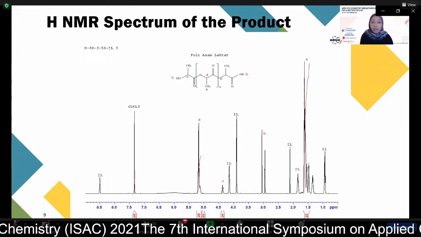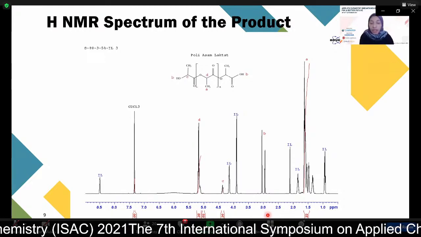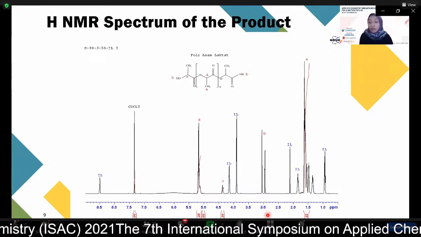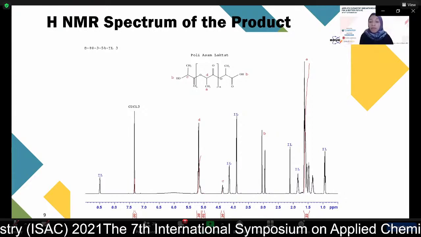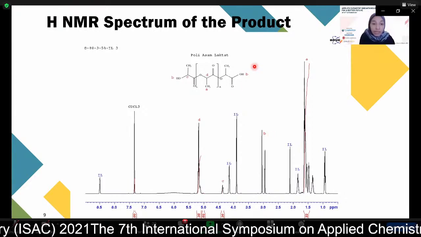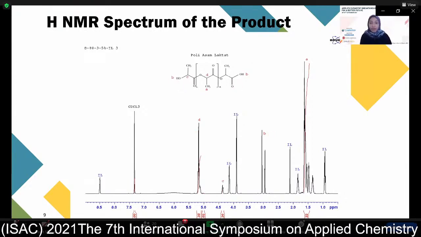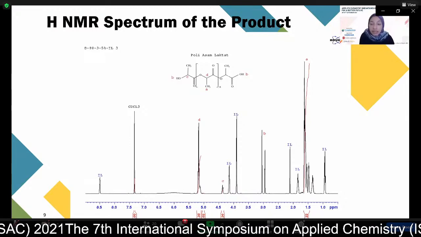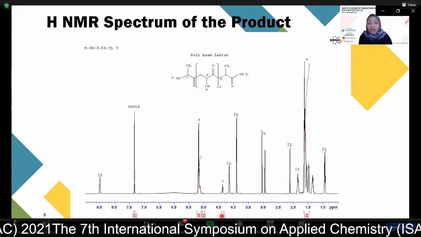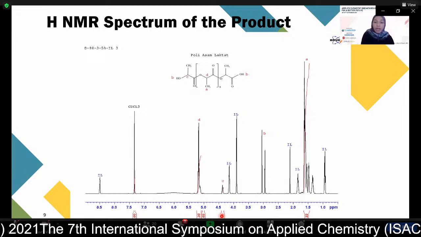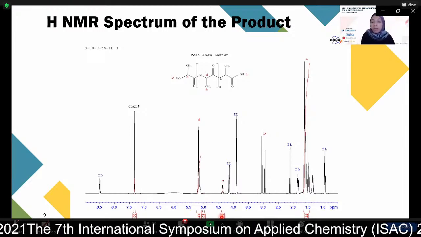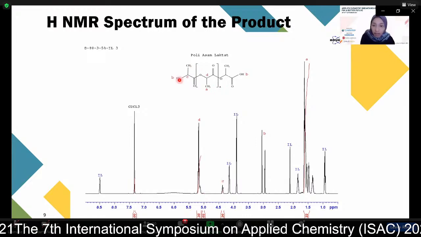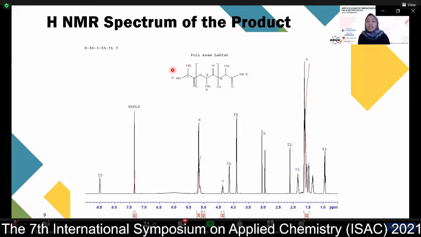The peak of the chemical shift at 2.97 to 3.05 ppm represents the hydroxyl proton at the terminal group, while the signal at 4.35 to 4.41 ppm belongs to the methine proton next to the terminal hydroxyl group.